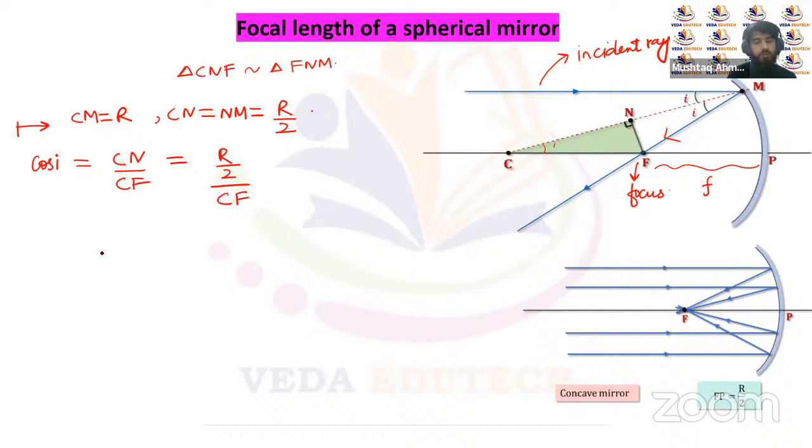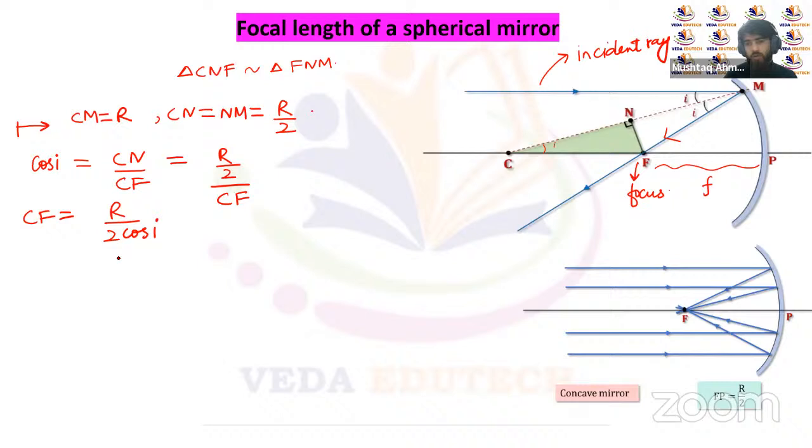So from here, you can see that the value of CF will be equal to R upon 2 cos I. R upon 2 cos I will be the value of CF.